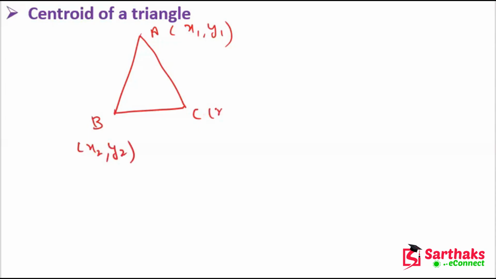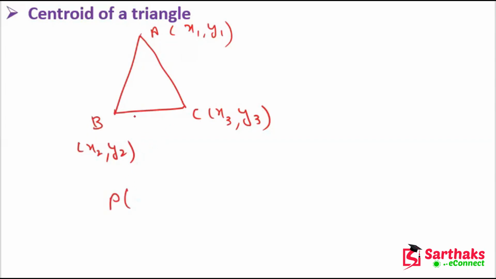Now, the centroid of a triangle. If we have a triangle with points A, B and C, where point A is (x1, y1), point B is (x2, y2), and point C is (x3, y3). These are the vertices of triangle ABC.